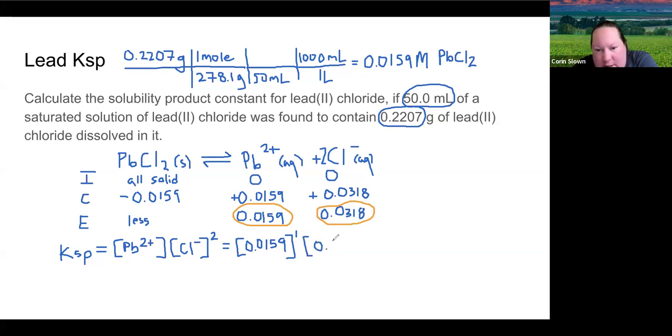And then 0.0318 to the second. And then when I do that calculation, double check in my calculator, I get 1.61 times 10 to the negative 5. Does anyone else get that value when they do this calculation?